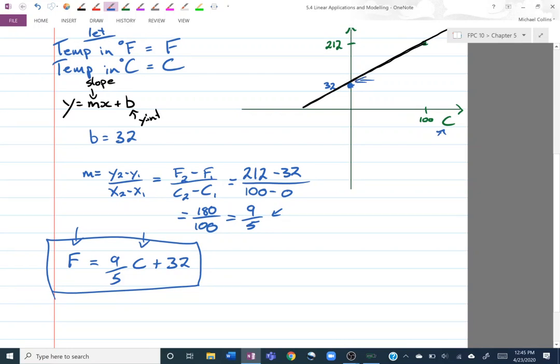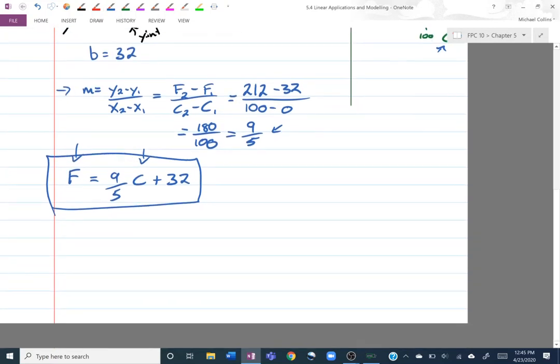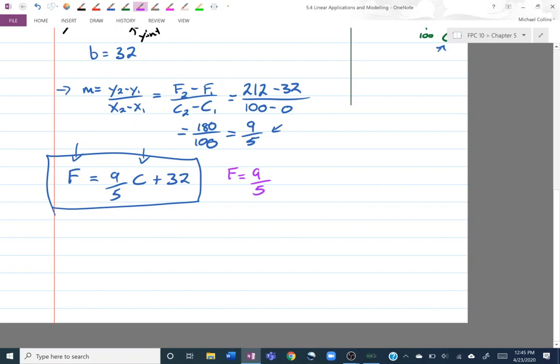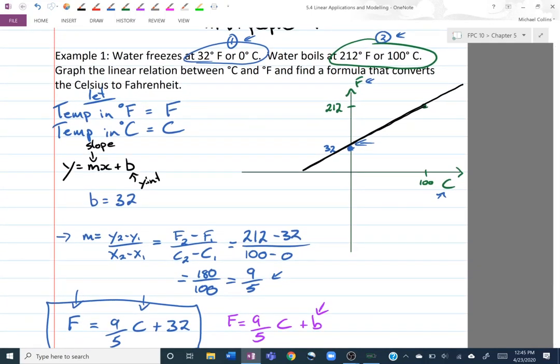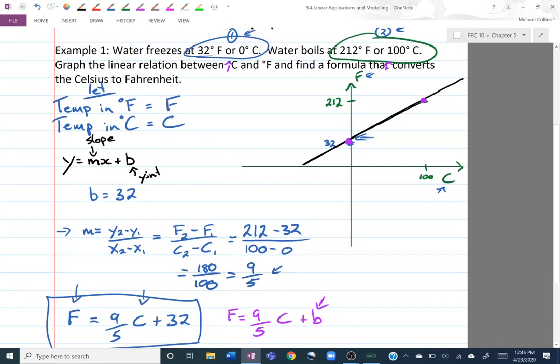Okay, let's talk about what happens if you didn't necessarily notice that this was a y-intercept. You should still be able to find the slope the exact same way. So what you'll end up with, let's just do this one in a bit of purple, is F equal to 9/5 C plus this b. We want to know what b is. What we have, though, is our 2 points, point 1 and point 2, and they are both on this line. So they should both solve this equation.